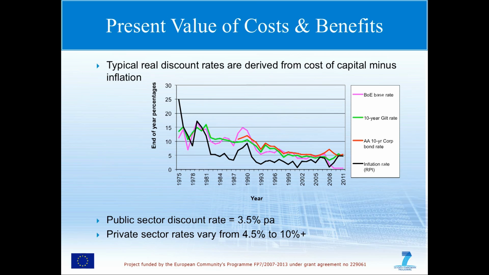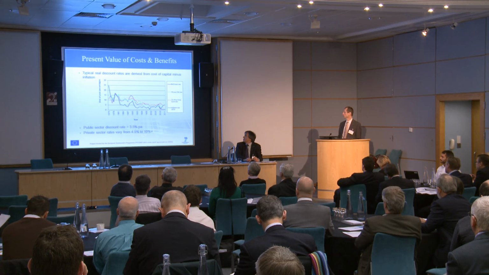The red and the green lines, apologies if they might be a little bit faint, are the borrowing costs for the public sector in green and for a blue chip corporate client in red. And what we're trying to estimate is the difference between the borrowing line and the inflation line. And that gives us our figure for a discount rate.